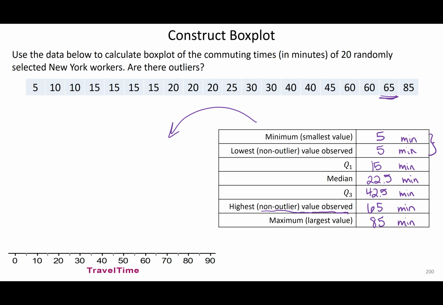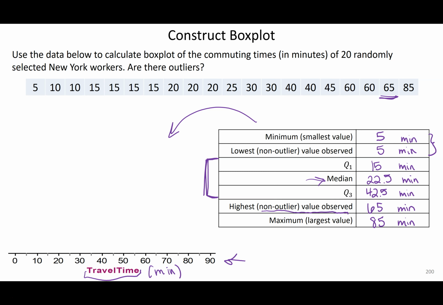Almost always, the first part of the box plot is going to focus on the box. So Q1 to Q3 is the box itself. The median is the line in the middle, and it doesn't have to be smack in the middle. So here's my number line, and I have a travel time. I probably would even specify it's in minutes.